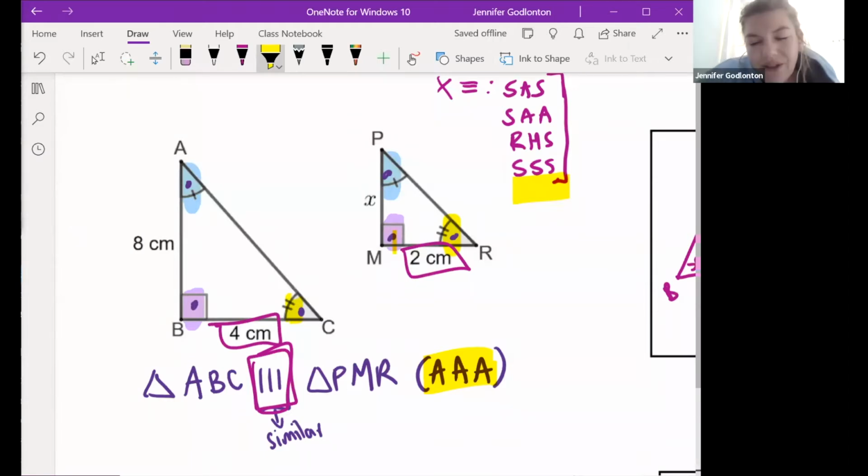Okay, so the first thing we can see is that they are similar. Cool. That's a great start. The second part of this question is they are wanting the value of X. Who thinks they can tell me what my value of X would be?